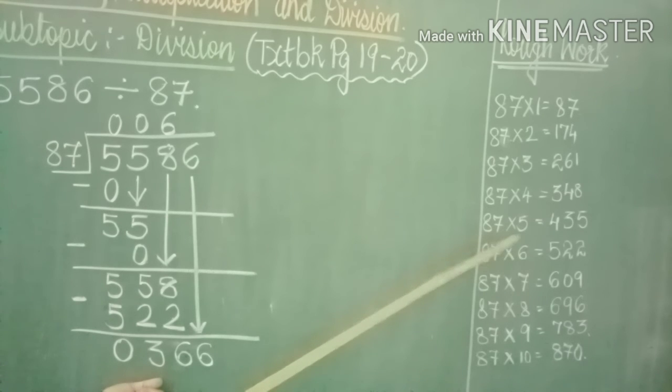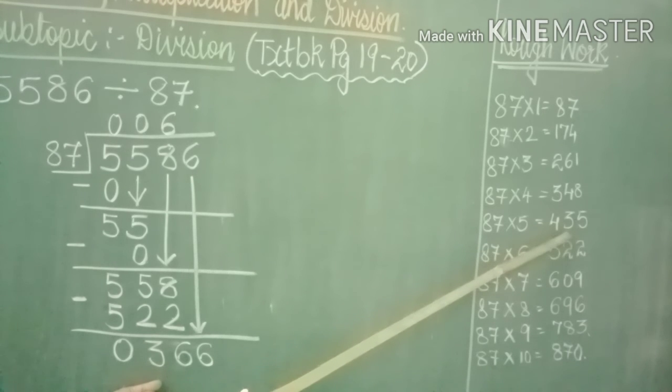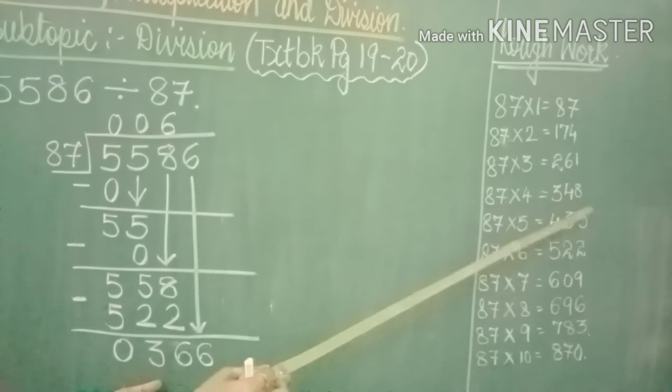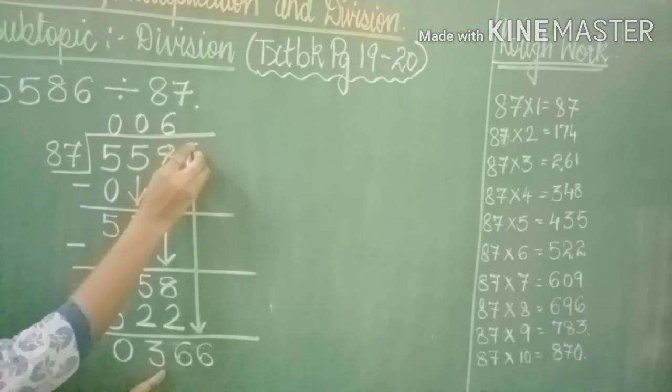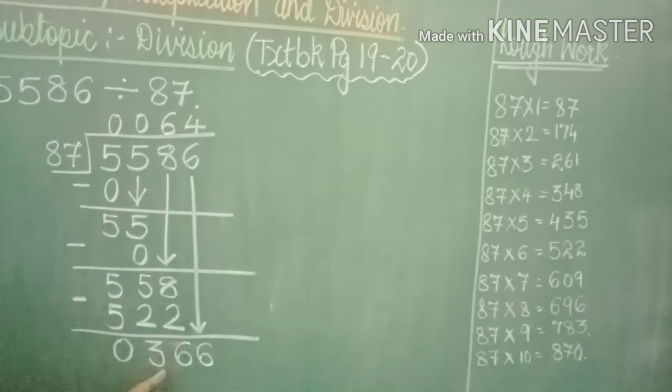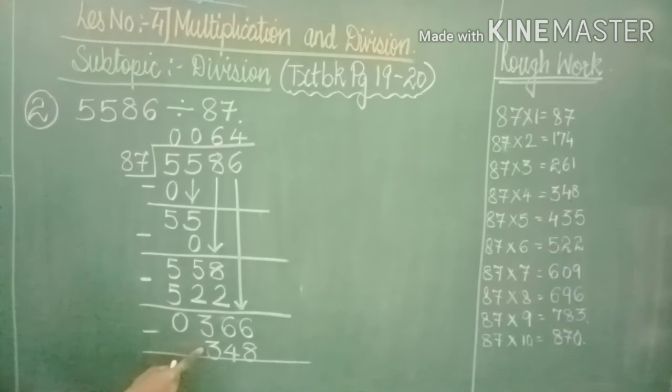If you can see, 87 5 is 435, which is a bigger number. 87 4 is 348, which is smaller number. So what we are going to write? We are going to write 87 4s, and we will be writing 348, and we are going to put the minus sign. Check it out, 366 minus 348, what will be the answer? 366 minus 348, the answer will come as 18.